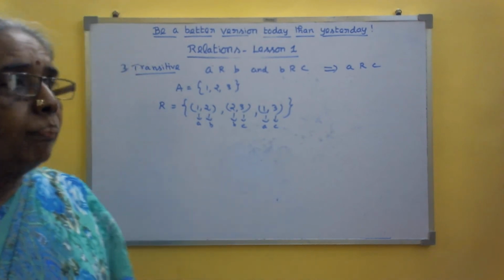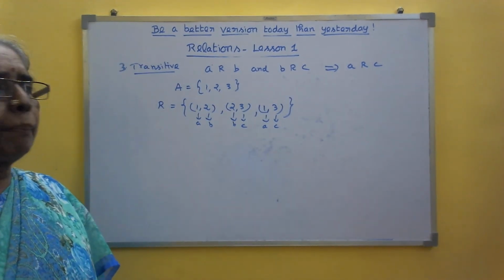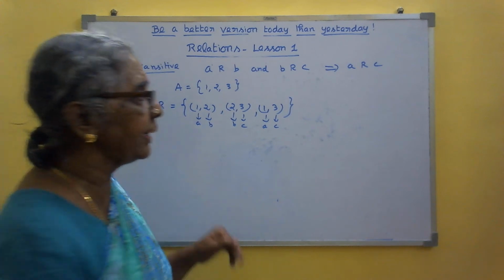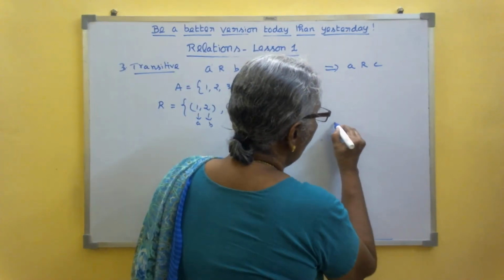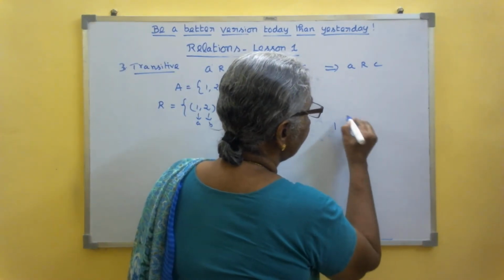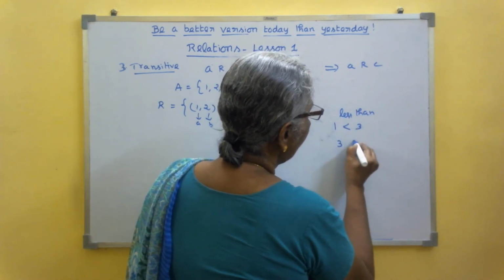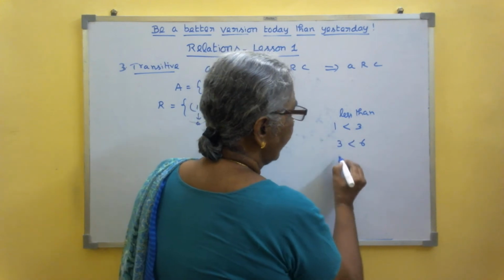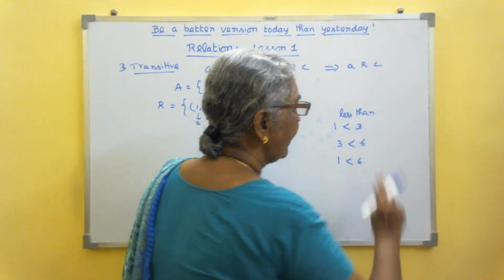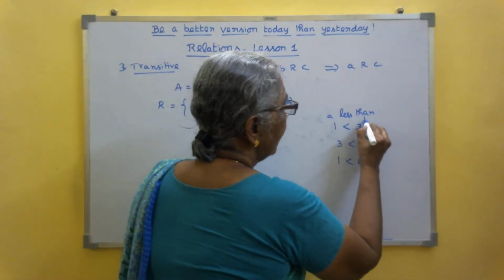Okay. Now another small example which I can give for your easy understanding is, you all know 1 is lesser than 3. Okay, here the relation is less than. I know 3 is lesser than 6. Now I know 1 is lesser than 6, right? So this is A, this is B.